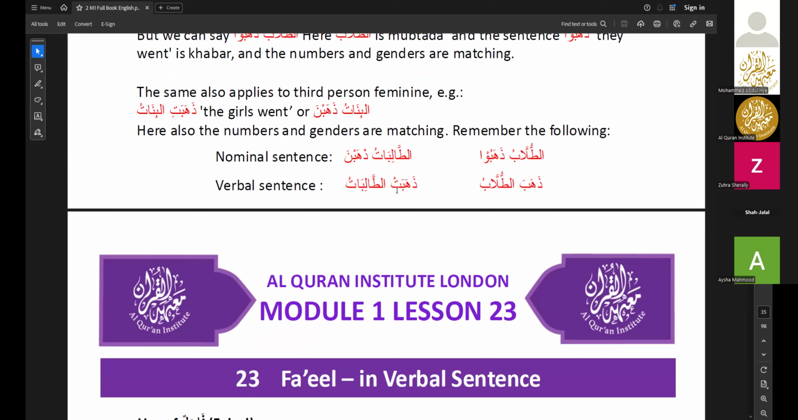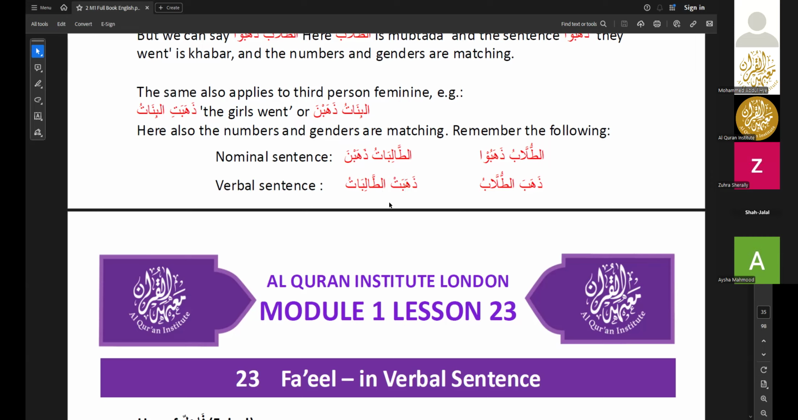And here, if we go to the feminine, dhahabat, in the huwa form, she went, dhahabat. So we need to match the gender, but not the number. So dhahabat at-talibatu, at-talibatu is jam'u feminine. Although dhahabat is mufrad, at-talibatu is jam'u, because we don't need to match the number, but both are feminine. We need to match the gender. That's why both are feminine.